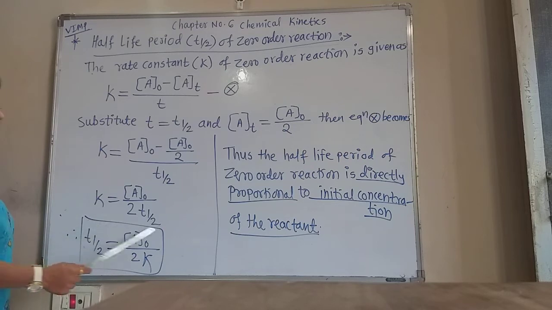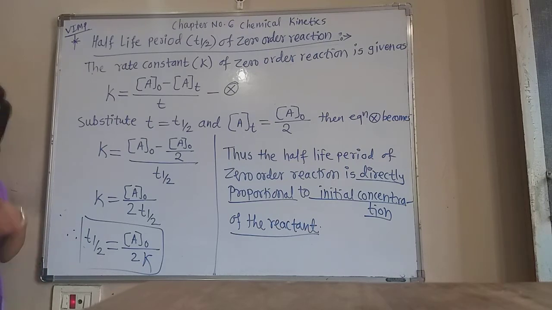Now this is the equation of the half-life period of the zero order reaction. In problems, we use this equation to calculate the half-life period of the zero order reaction. But for the first order reaction, the formula to calculate the half-life period is, what is that? T half is equal to 0.693 divided by K.